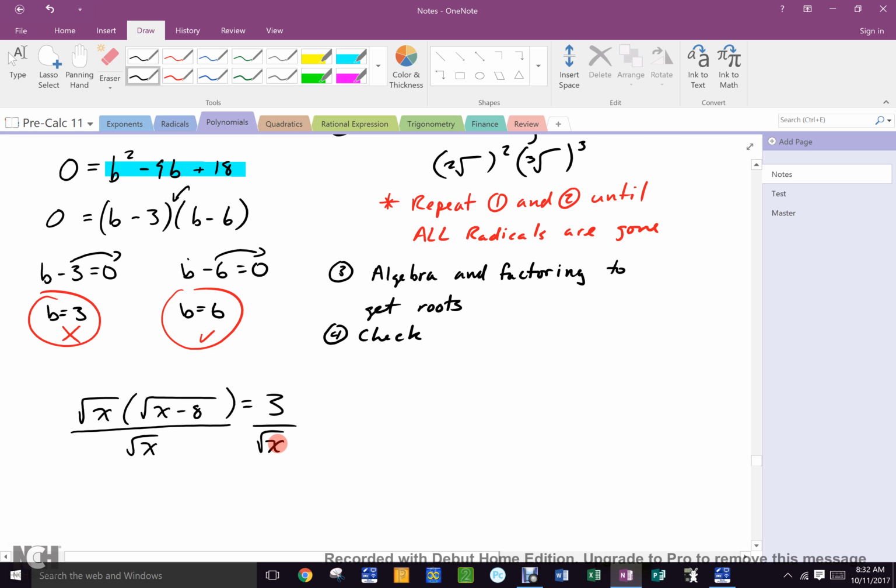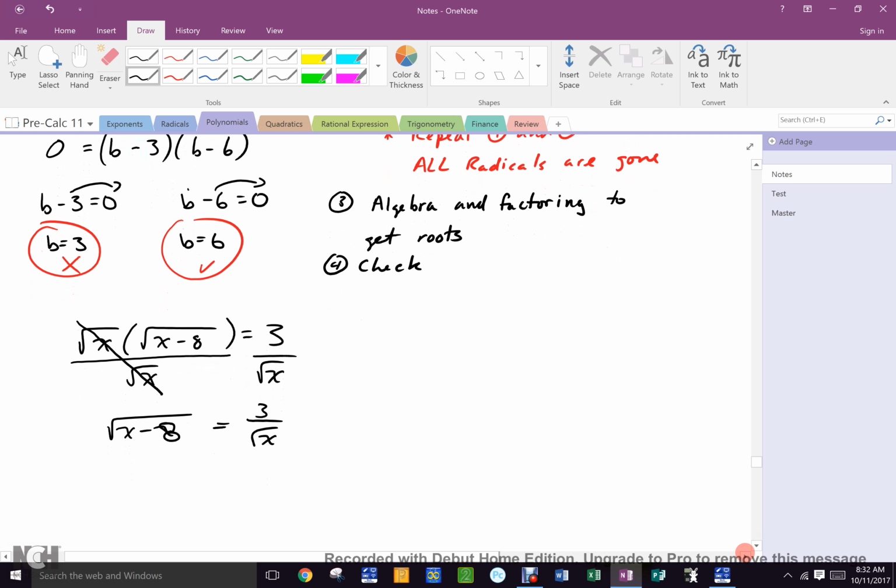Everybody okay with that? So what do I have now? What happens to these root x's? They're gone, and I have root x minus 8. Everybody cool? Equals 3 over root x. Now what? Now I'm going to square, because I'm working with this guy, right? So let's square both sides, which means I square this side, yeah?